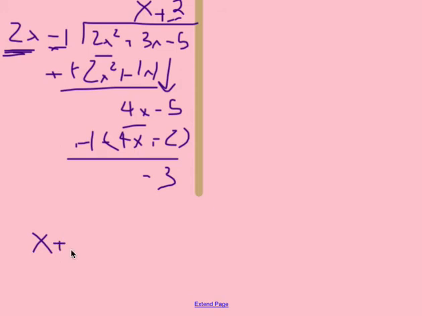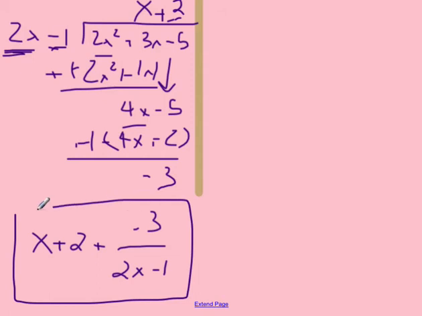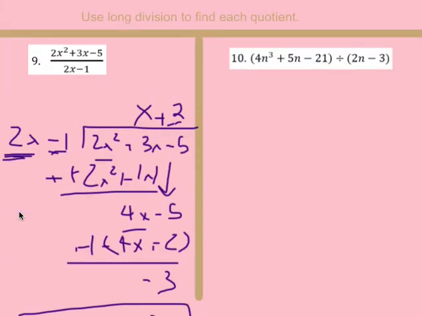So my answer is x plus 2. And then I'm going to have a negative 3, and I'm going to divide it by my original divider as the remainder, which is 2x minus 1. So that right there is your final answer. So you have x plus 2 plus a negative 3 divided by 2x minus 1. So that's your final answer for number 9.